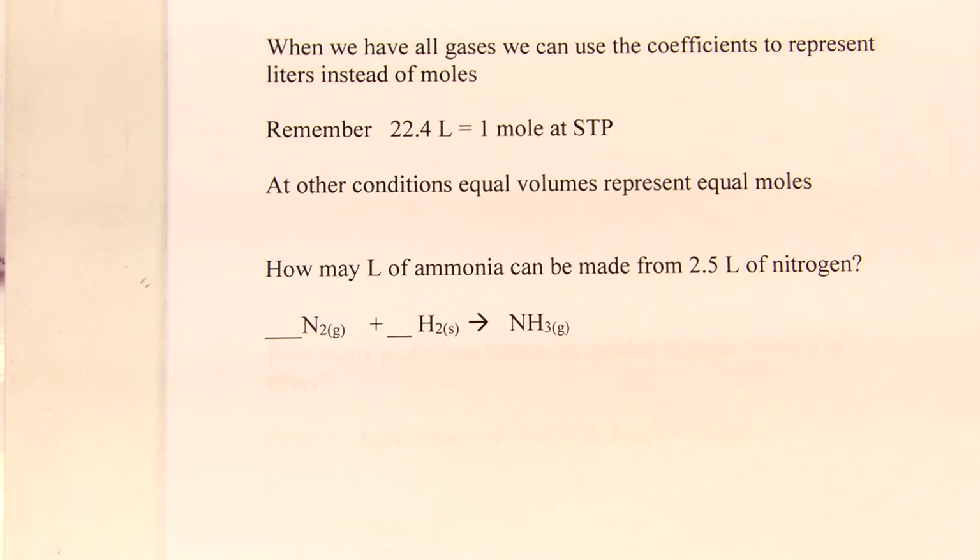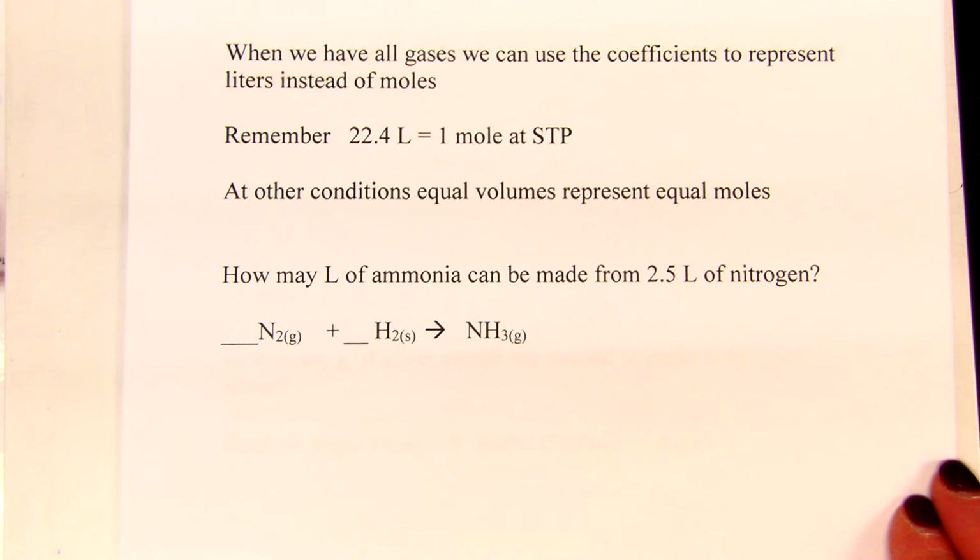So now let's look at another thing we can do with the coefficients in these balanced equations. When we are working with all gases, we can combine the information from the balanced equation with what we learned about STP and gases. 22.4 liters is 1 mole of any gas at STP. So at any other temperature and pressure conditions, equal moles of any gas will have equal volumes.